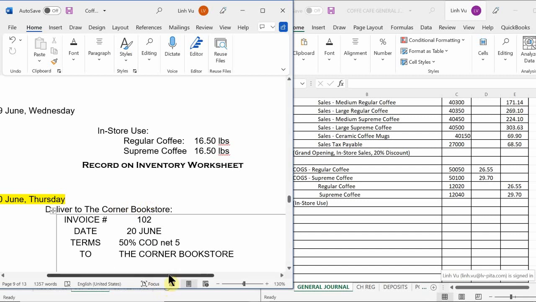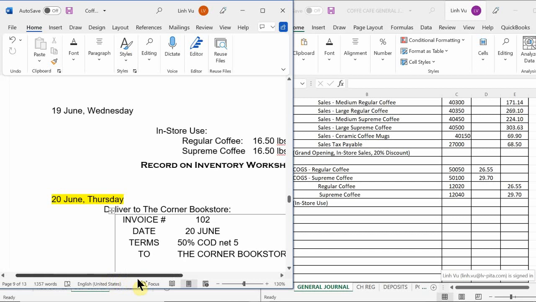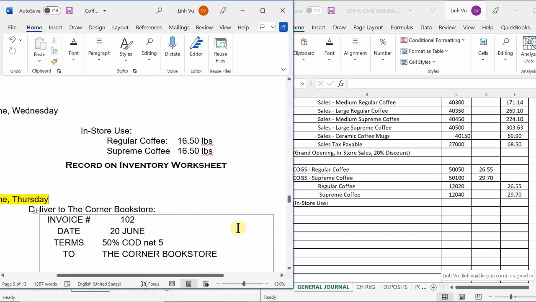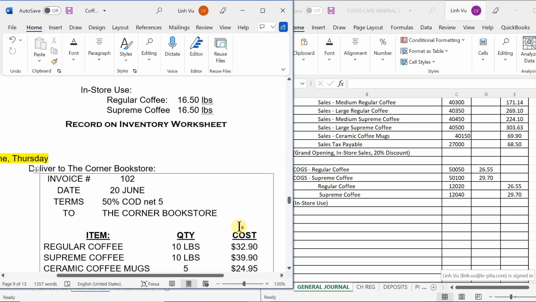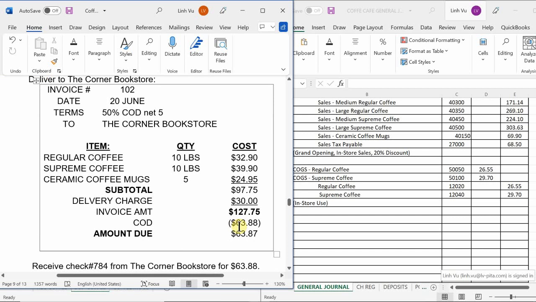So coming back here, we are now on a new day. It is now June 20th, Thursday, and Albert delivered to the corner bookstore. So this is their invoice here, and we also received a check again, because once again, for the corner bookstore, the terms were 50% COD, net 5.